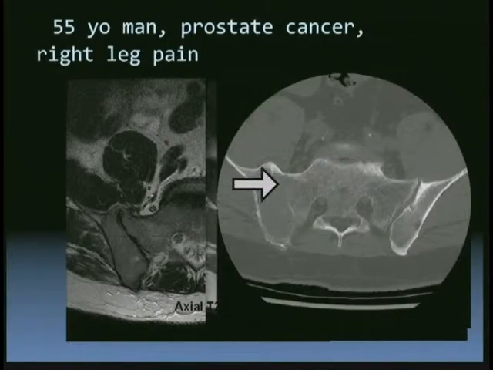A CT was available, and you can see that there's a large lytic lesion involving the medial aspect of the iliac bone and the sacrum. So be cautious when you look at T2 sequences without fat saturation. You can miss big lesions.